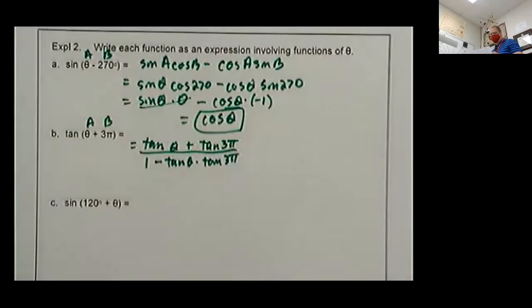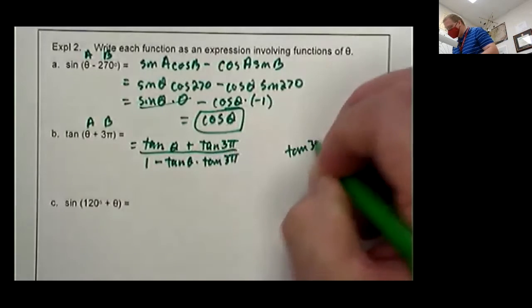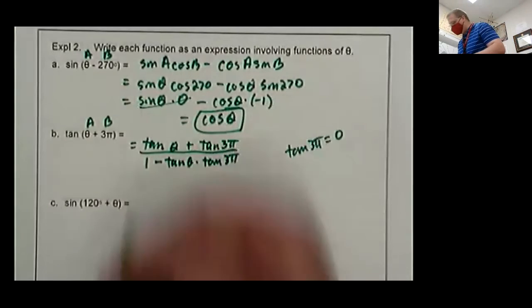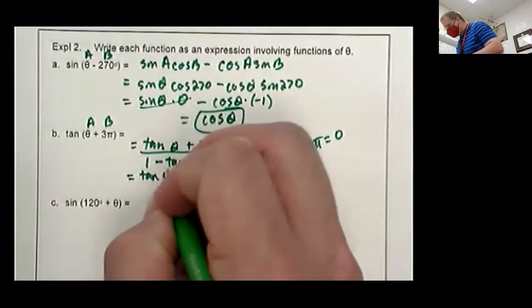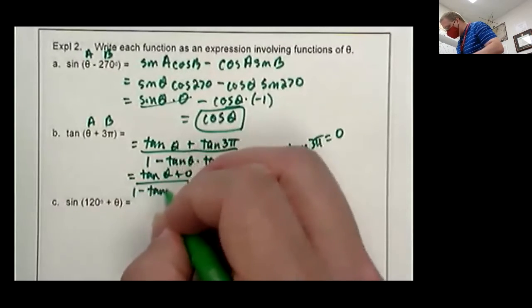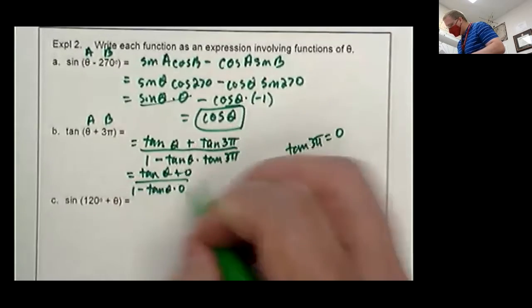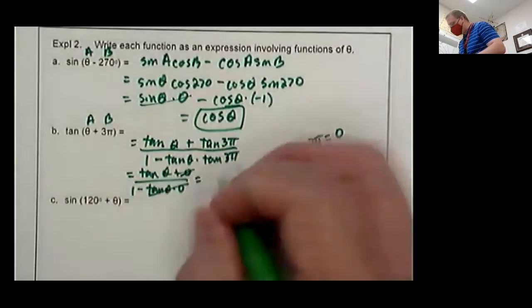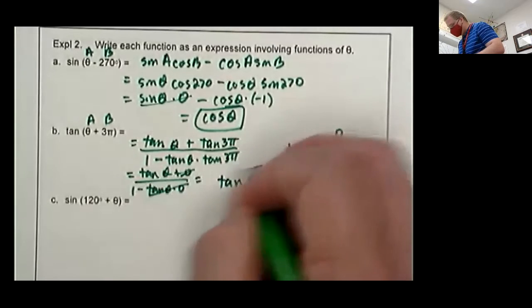And we're going to check tangent of 3 pi real quick. We can do this on our calculator, and we find out that it's actually equal to 0. That's going to help us out a bunch. So this is tangent of theta plus 0 over 1 minus tangent of theta times 0. Well, that goes to 0, that goes to 0. So we're just left with tangent theta over 1, which is just tangent of theta.